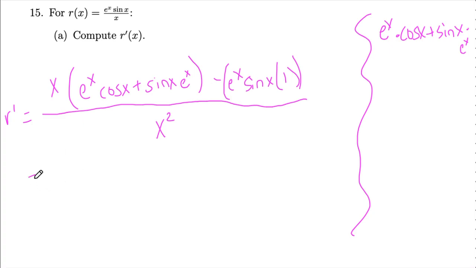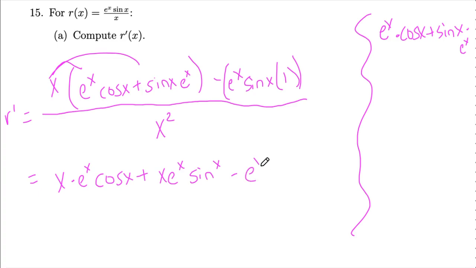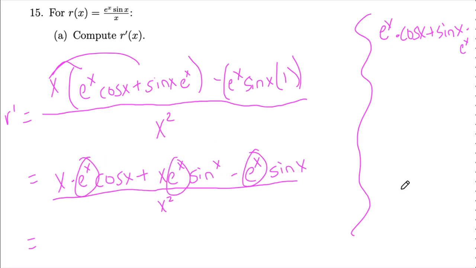All right, let's start off by just distributing this x into everything. So we would get x times e to the x cosine x plus x e to the x sine x minus e to the x times sine x over x squared. All right, so you probably see in your numerator here that we have a GCF. So we have this e to the x in every term here. So let's go ahead and pull that out.